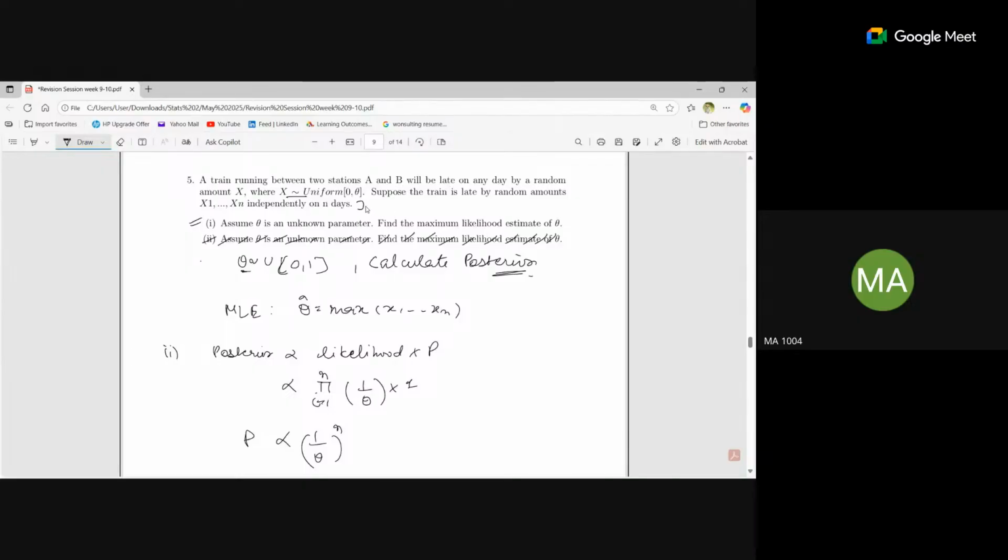The first thing is you have to estimate with the help of maximum likelihood. This is the first question. The second question is they have given you theta. The prior distribution of theta is following uniform 0,1. Then you have to calculate the posterior distribution with the help of Bayesian estimation.